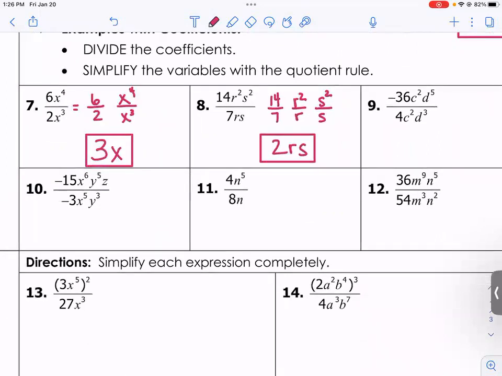Do you see a negative number? I do see it. Okay, you and your elbow partner, 9 and 10.